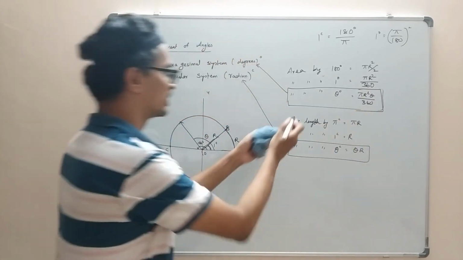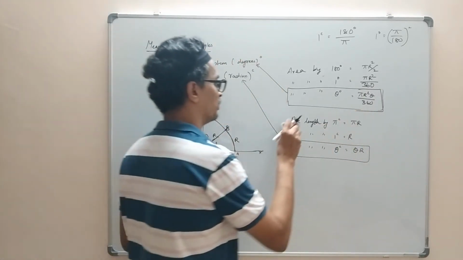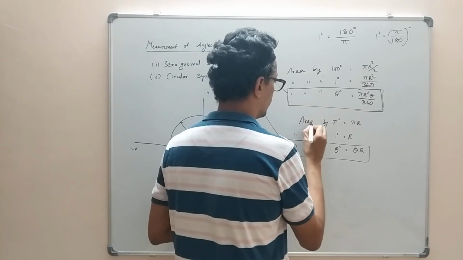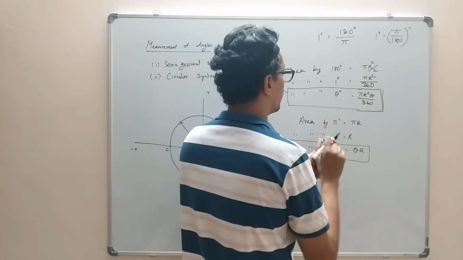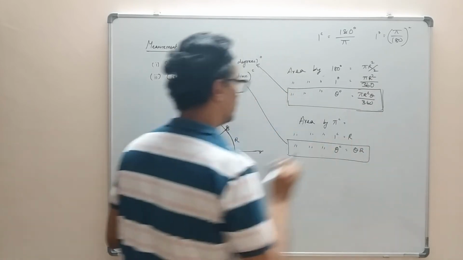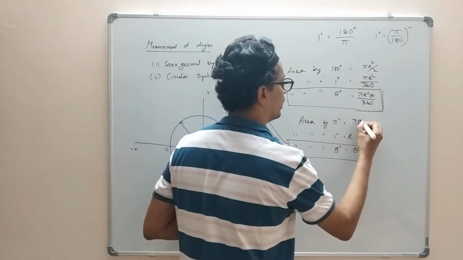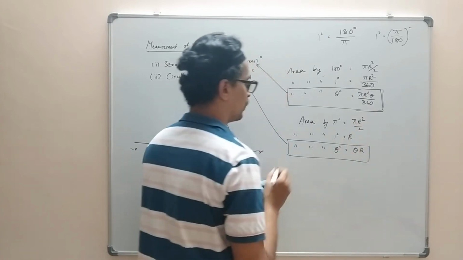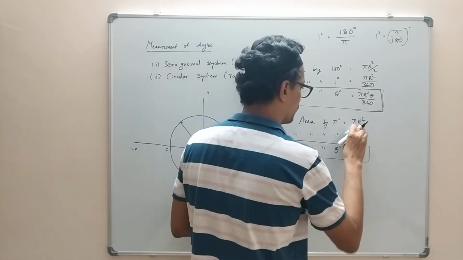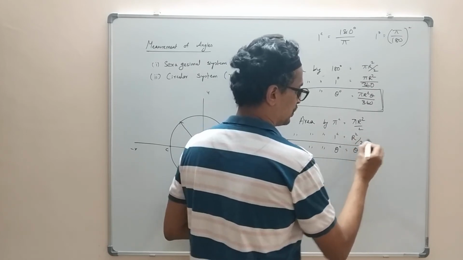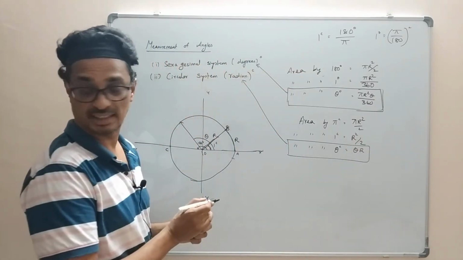Now let us do the same thing for the radian based system. Area subtended by pi radian, which is the same as 180 degree, will be equal to pi r square by 2. So 1 radian will be equal to how much, tell me? R square by 2, correct? Because pi cancels off.